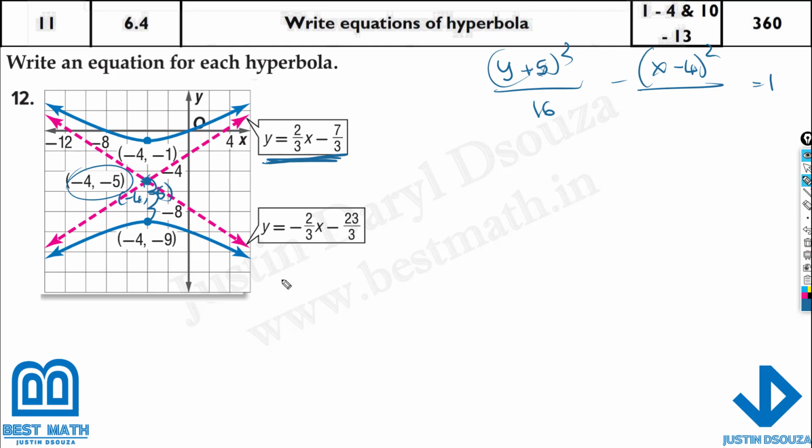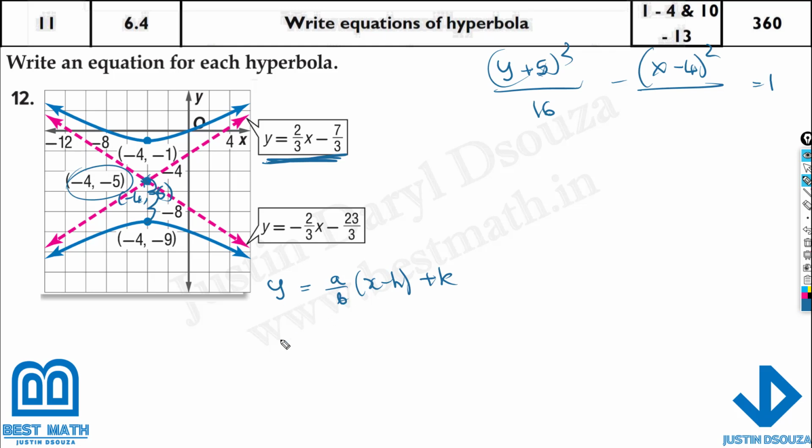Let's take the positive one. It's along the vertical orientation. y equals, for the asymptote, this is a by b times x minus h plus k. The formula is very important for you to remember. This is for the vertical. If it was horizontal, this will be b by a.